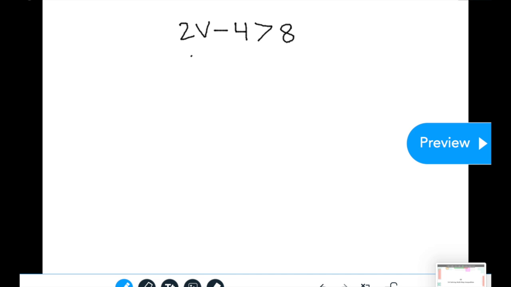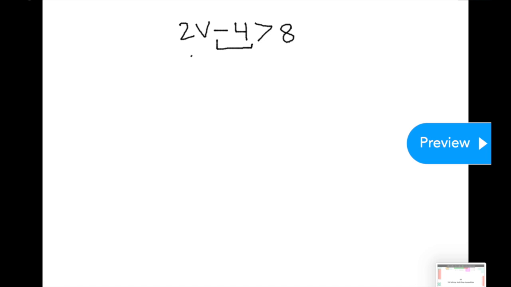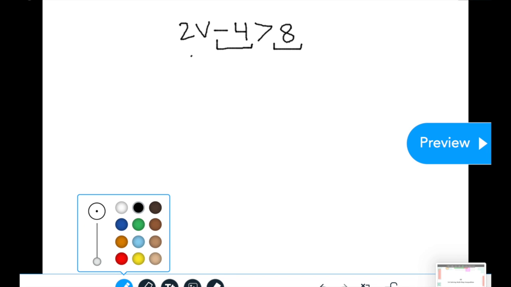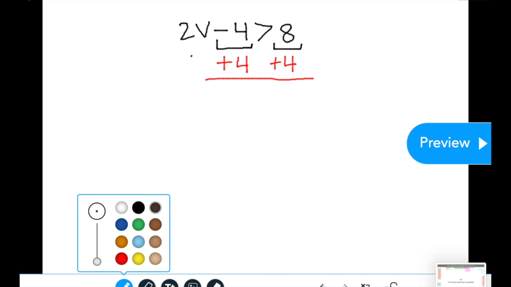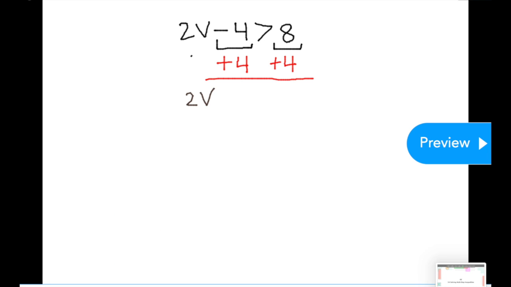Now what I want to do first is see if there's anything that I need to use the distributive property for. I don't see any parentheses, so I don't have to do that. The next step would be to combine any like terms. I do see that we have a negative 4 and an 8 that are like terms with each other. So I can combine them by adding 4 to both sides. When I add 4 to both sides, I am left with 2v, which is greater than 12.